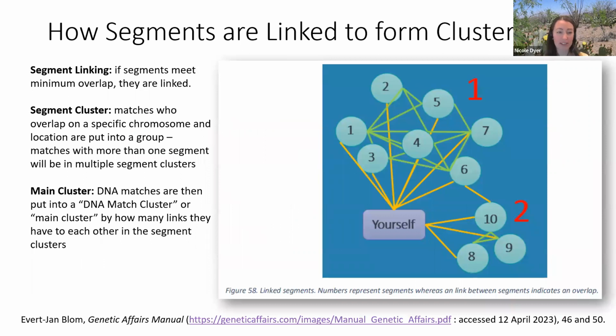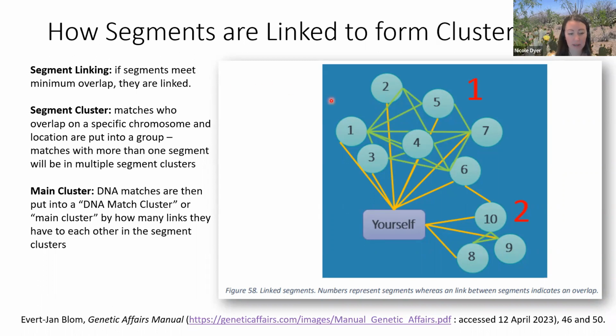So jumping into how the segments are linked to form clusters, the very first thing that's done is segment linking. And this is from the Genetic Affairs manual, which explains all of the different analyses that you can do at Genetic Affairs. I think it starts on page 45, but the information on this slide is from pages 46 and 50 of the manual. So the very first thing that's done is looking at segment linking. And if segments meet the minimum overlap, which you define, so if you want it to be 8 or 10 centimorgans, you can define that when you start the analysis. So if those segments overlap and they meet that minimum that you set, they are then linked together.